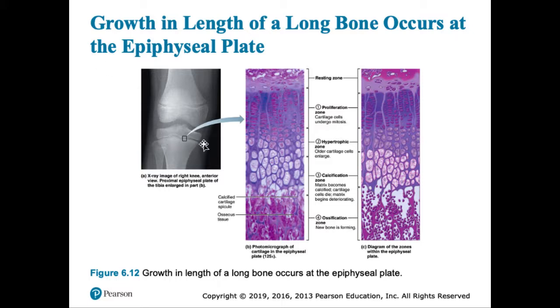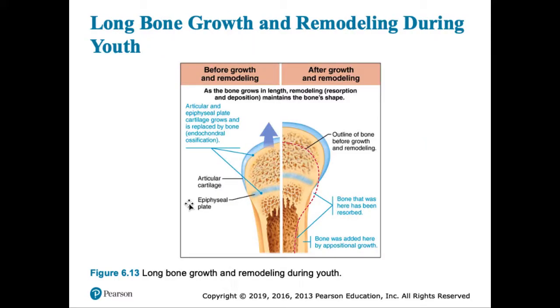So remember those plates that you see? This is an X-ray image of the right knee, anterior view. Basically, you see that plate that's being formed. You see this proliferation zone that's here, the resting zone that's here, and this hypertrophic zone, where you see older cartilage cells. They kind of enlarge as they're older, and then some calcification actually occurs along that epiphyseal plate.